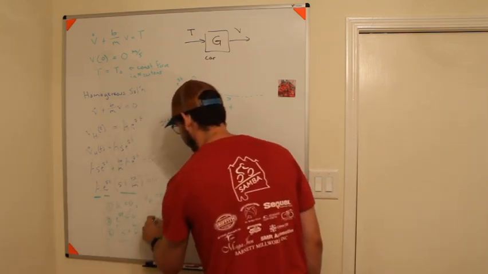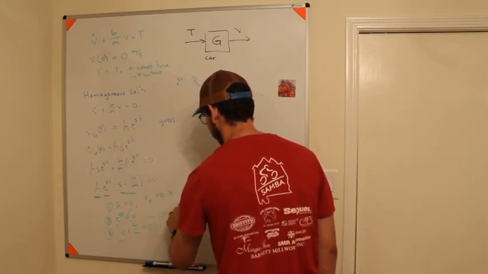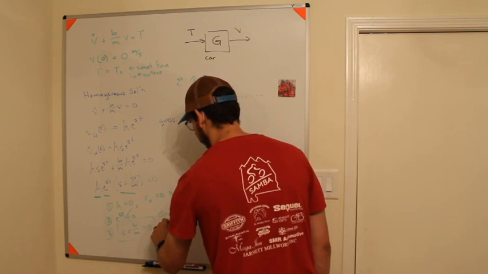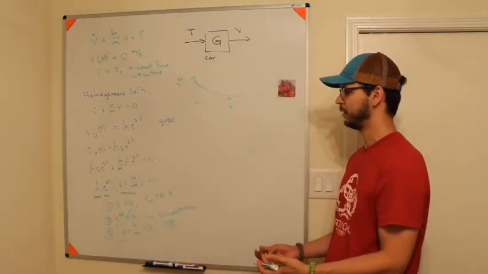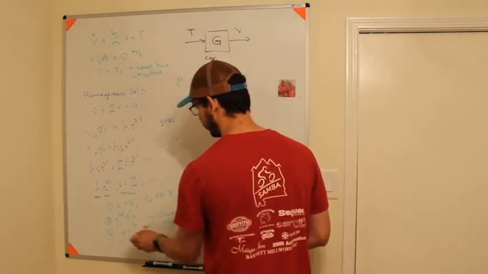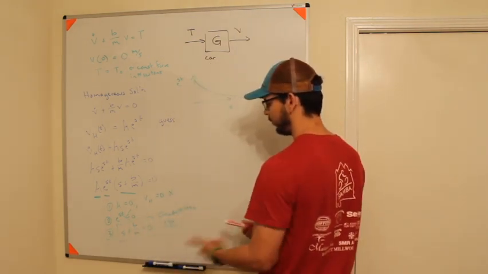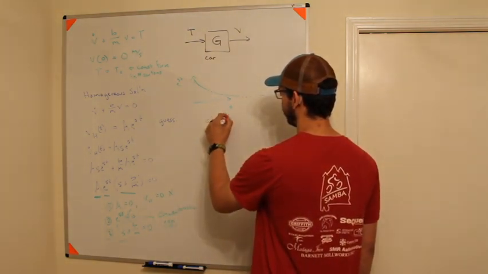Now this is a very, very special equation. It has a name. It is the characteristic equation, okay? And it basically defines the dynamics of the system, okay? Now this is actually a valid solution. What you get is that s equals negative b over m.